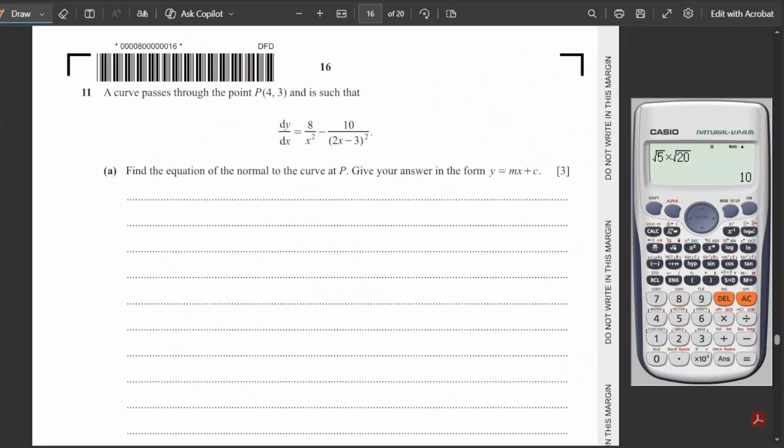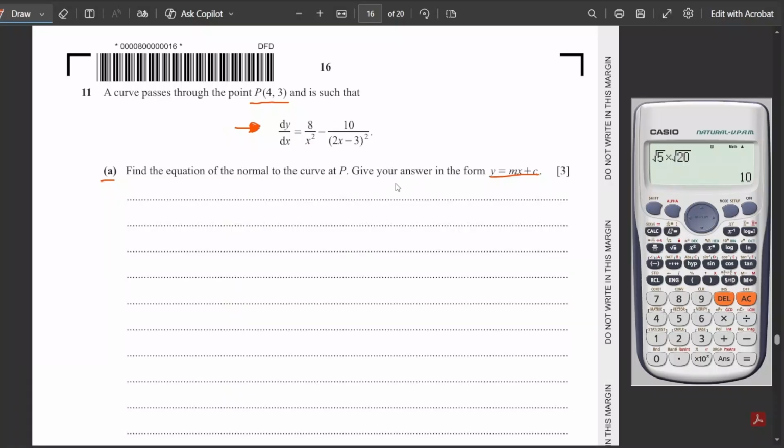Okay, guys, we're finally on the last question of this paper, question 11. It says a curve passes through the point P, x equals 4 and y equals 3, and is such that, so they give you two pieces of information over here. They tell you that a curve passes through this particular point and that it has this equation for its gradient or its derivative. So I don't think there's anything to digest over here, so we can simply go to part A of the question, which is find the equation of the normal to the curve at P. Give your answer in the form y equals mx plus c.